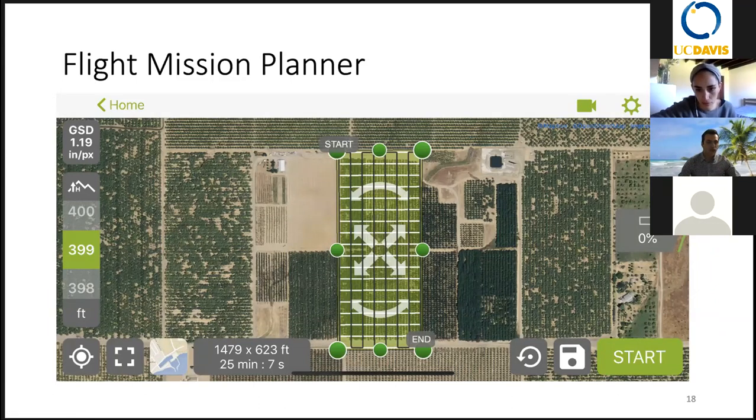We use different types of flight mission planners for different applications. This is one example. So when we have a drone and we have a camera, we don't need to control it.